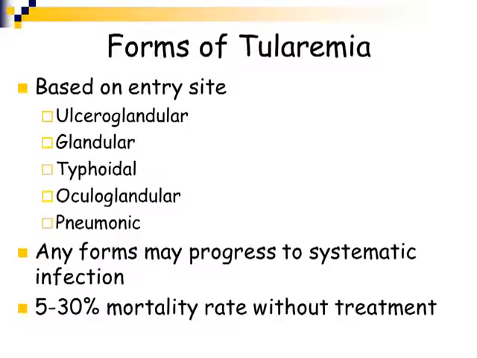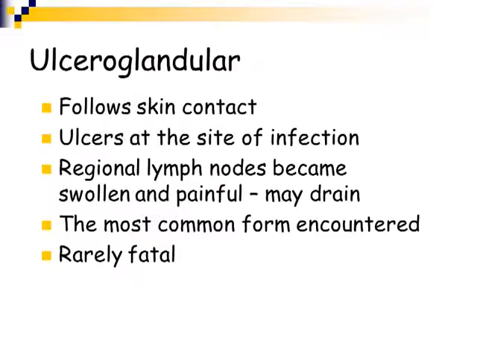Any one of these tularemia forms can progress into a systemic infection, and tularemia has a 5 to 30% mortality rate if it's not treated. So we'll start out with the ulceroglandular form, and this is a form that follows skin contact where you get ulcers at the site of the infection. The regional lymph nodes, or the lymph nodes in closest proximity to the site of infection, become swollen and painful, and they may drain. And this is the most common form. The ulceroglandular is the most common form of tularemia, and it is very rarely fatal.